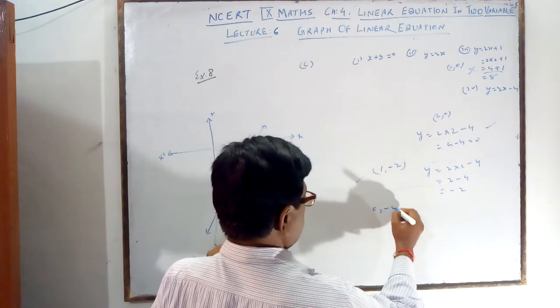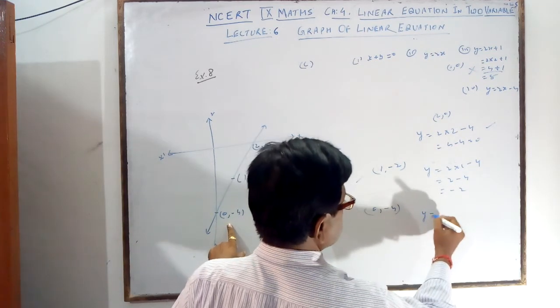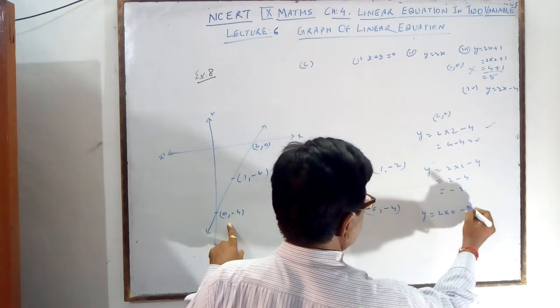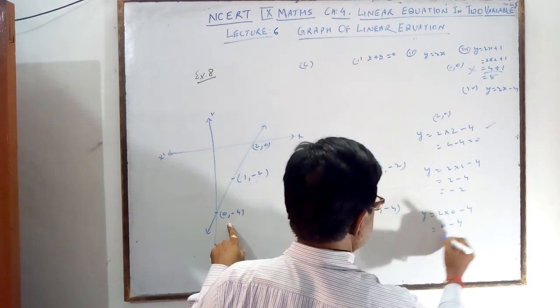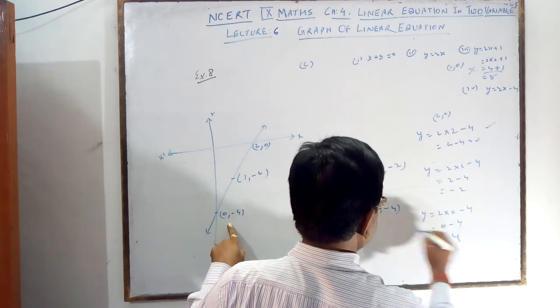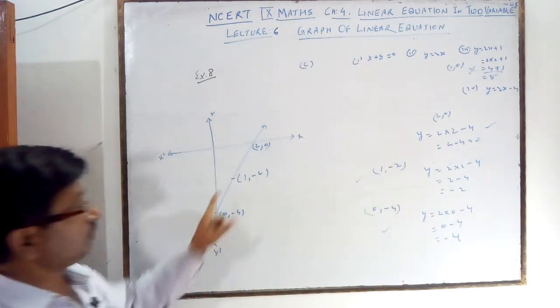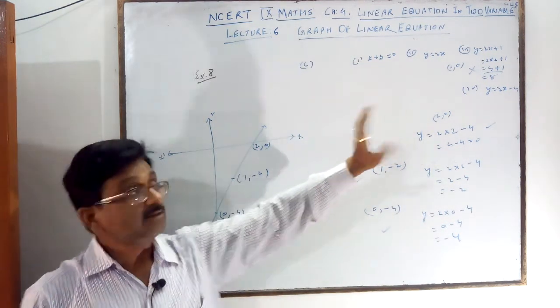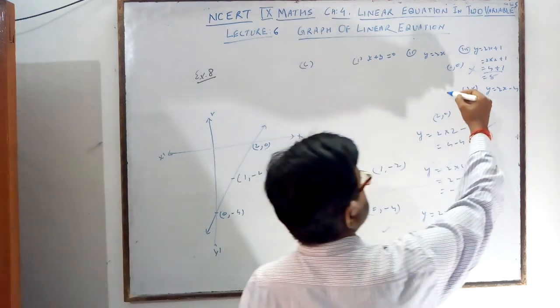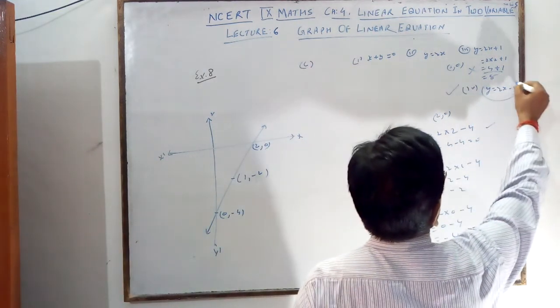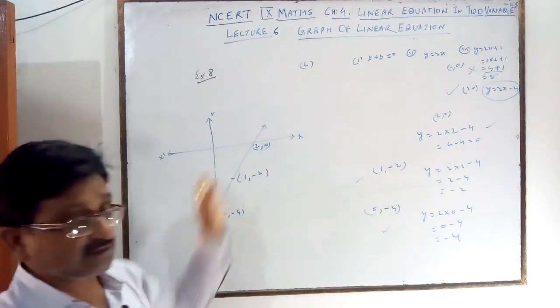And 0 comma minus 4 you put. y is equal to 2 into 0 minus 4. 0 minus 4 will be minus 4. It is also correct. All the 3 points are satisfying the equation. So, which one is the correct answer? The fourth one. This is your correct equation for this graph.